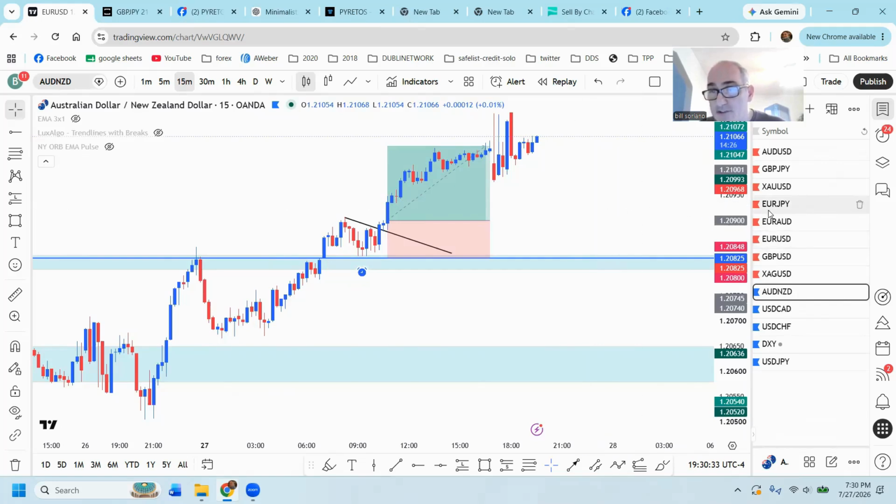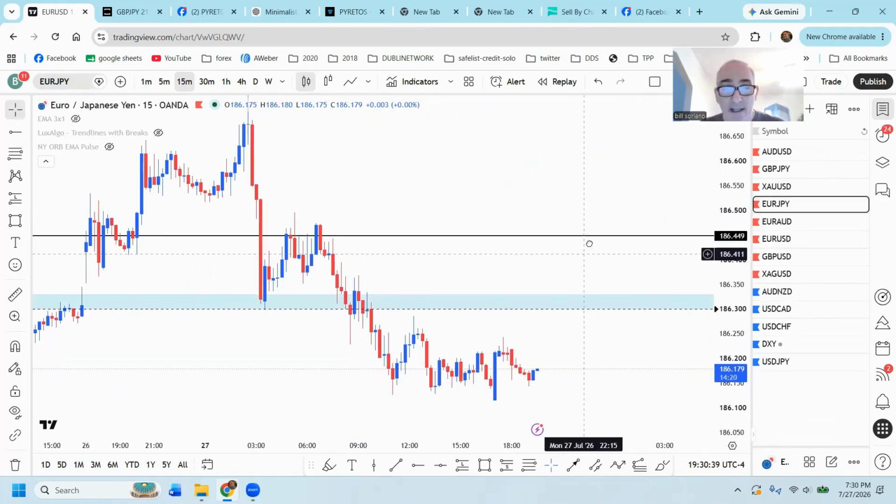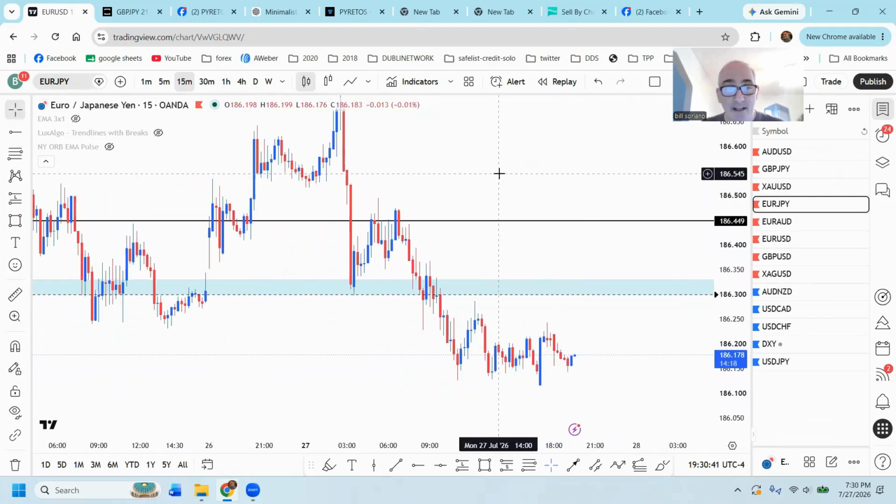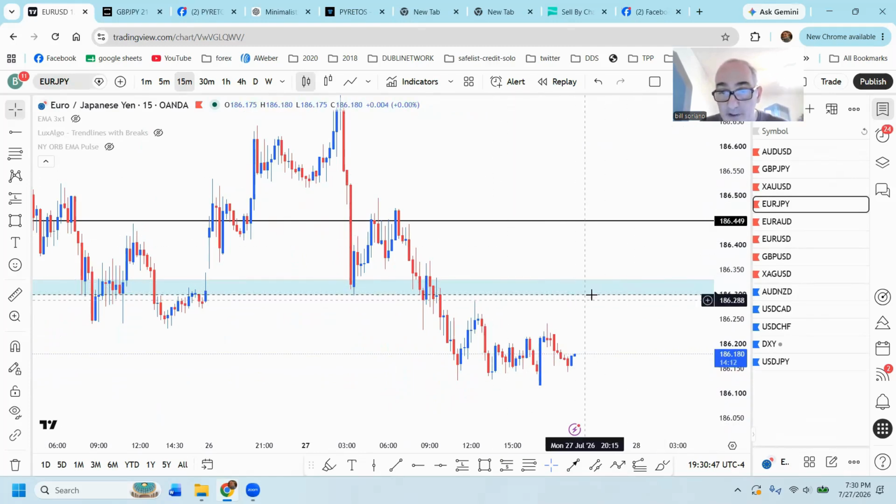And so let me show you some pairs that I'm looking at now during the Asian session here. So we got EUR-JPY, and EUR-JPY is in a downtrend. Okay, we are bearish on EUR-JPY. We have this 1 hour zone set up here, and our alert is set at 186.300.